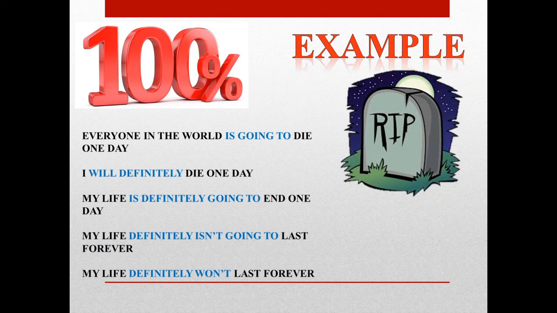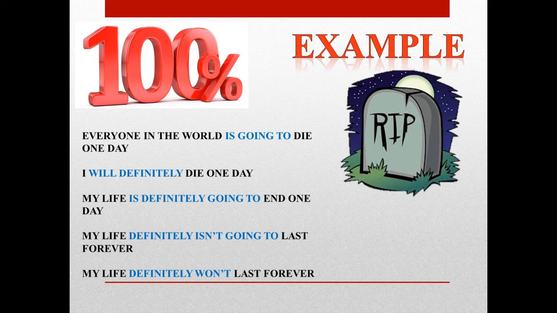Everyone in the world is going to die one day. Okay, this is a really sad example, but it's true. That's the only thing that we are sure is going to happen. So, everyone in the world is going to die one day. Yes, I will definitely die one day. As you can see, we are using definitely. Definitely means the 100%. We are sure that that's going to happen.